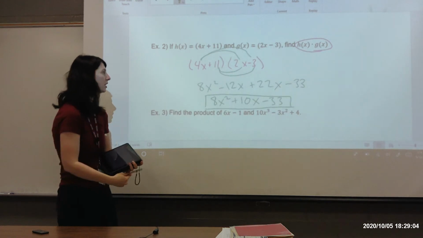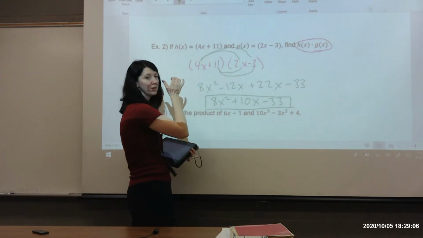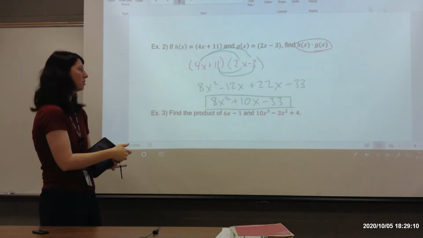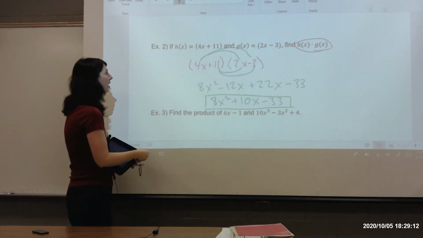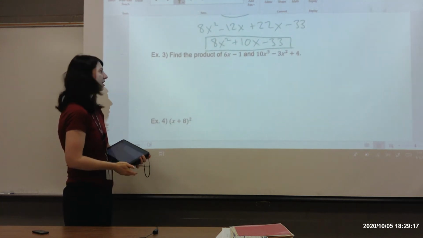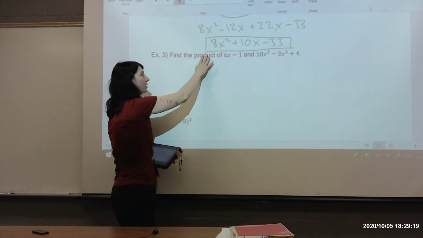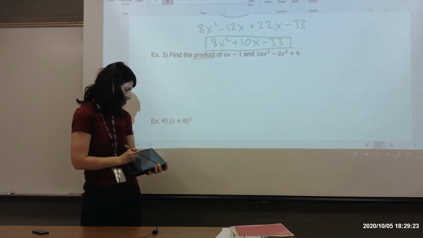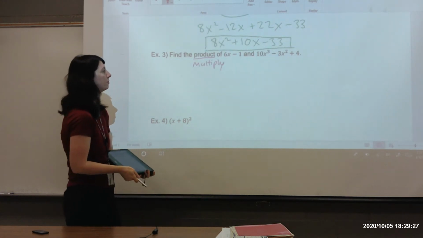A binomial times a binomial is a multiplication that you're going to see a lot this year, okay? It plays into factors, which you'll find out in the following videos. Okay, let's try example 3. So example 3 is asking to find the product. Product just means multiply. It's the answer to a multiplying problem, okay?